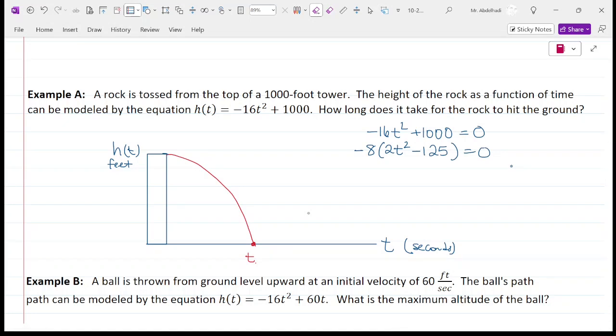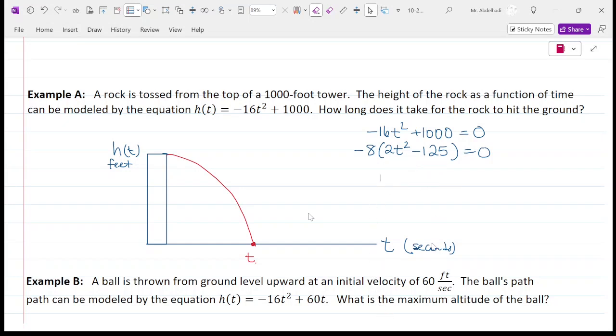Now, you look at this thing and you go, can I factor this? Is that a difference of squares? Really? Is 125 a perfect square? Go ahead, you have a calculator. You're supposed to have a calculator in this. What's the square root of 125? Is it a whole number or a decimal? No, so it's an irrational number. And also, 2 is not a perfect square either. So this is not a difference of squares.